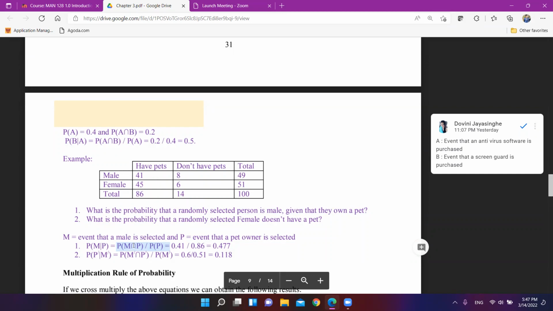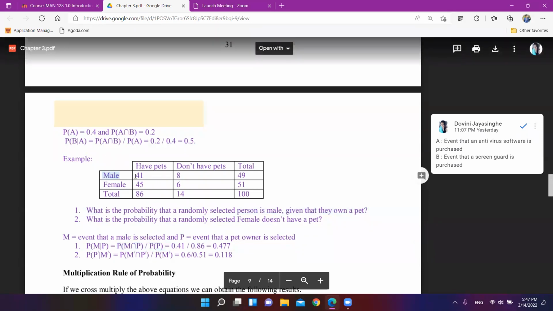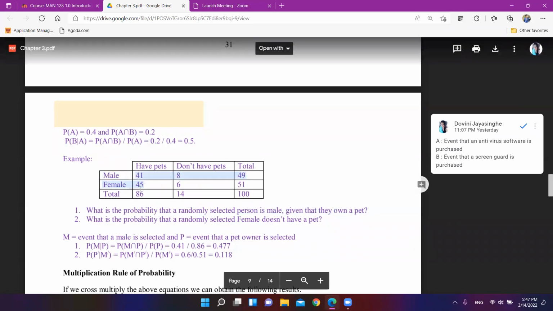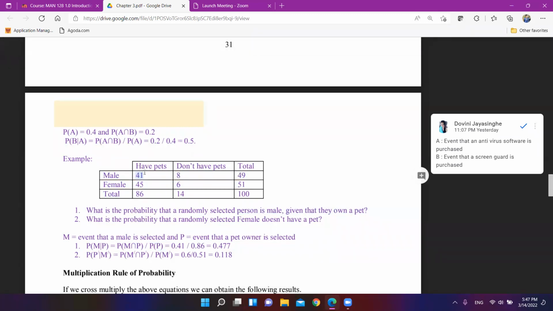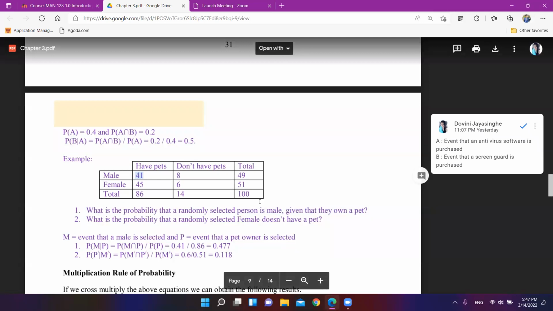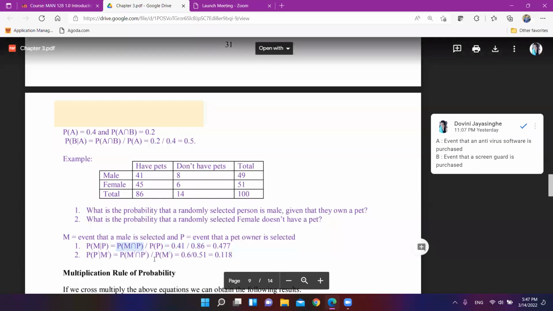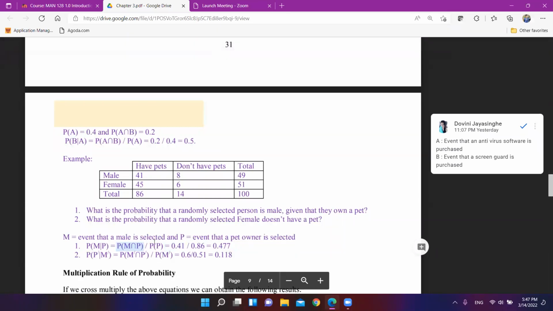So how do you get the intersections? M intersection P කියන එකේ තේරුම මොකක්ද? Being a male and owning a pet, right? Being a male and owning a pet. So that is 41. So if the count is 41, what is the probability? 41 over 100. You always divide it by the grand total. So you get 0.41, right? That is this one. Then divided by probability of having a pet.